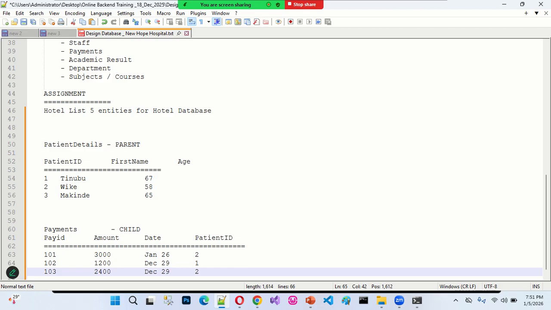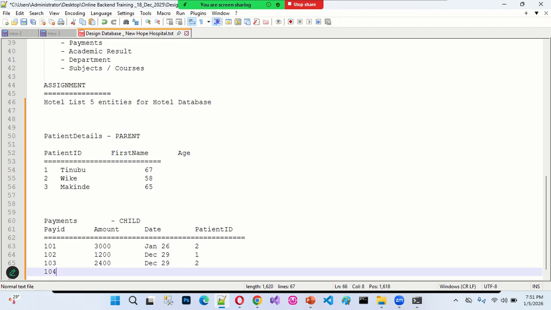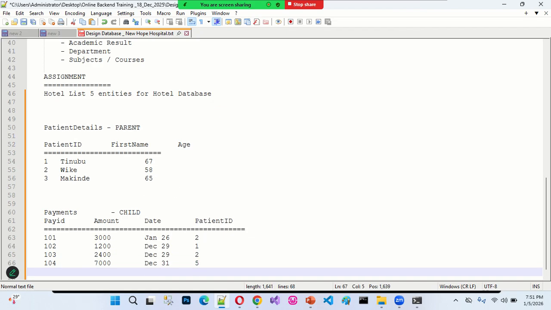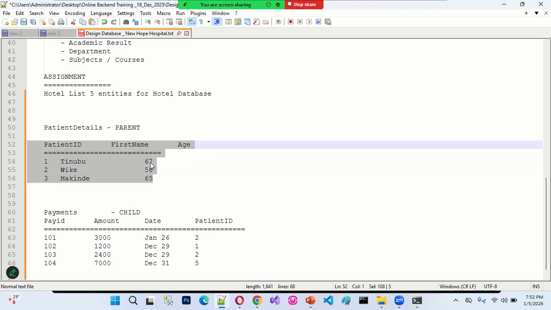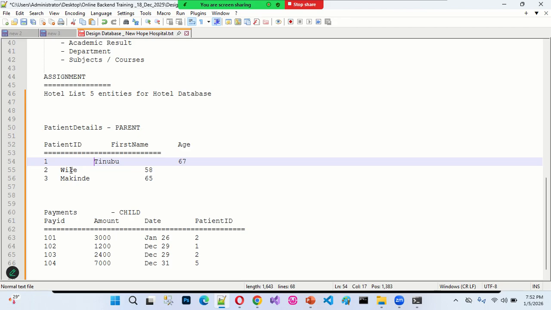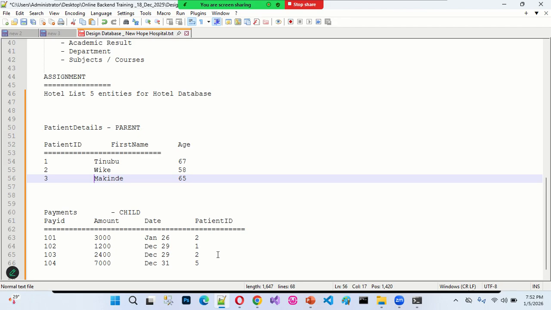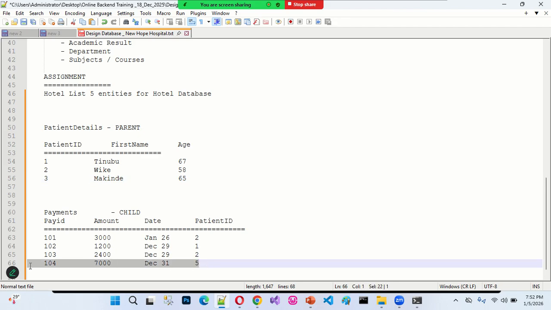You can see that means we make another payment. If you now have payment 104, we now have 7,000 naira, and that is made on December 31, and now we see patient 5. The question now is this: if you have a table that has a relationship, you have this record like this here. Let me arrange it properly. So you now see this record, and you discover that in one of your tables, the payment ID shows a patient 5.